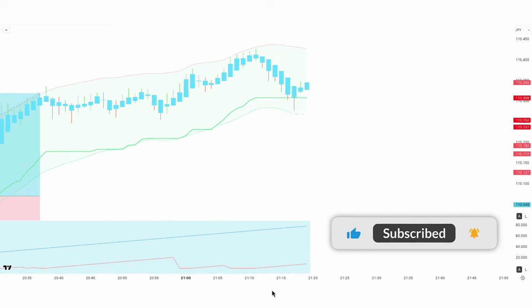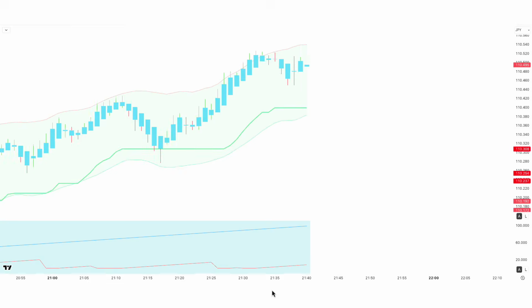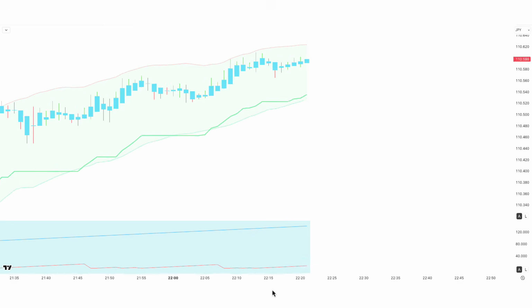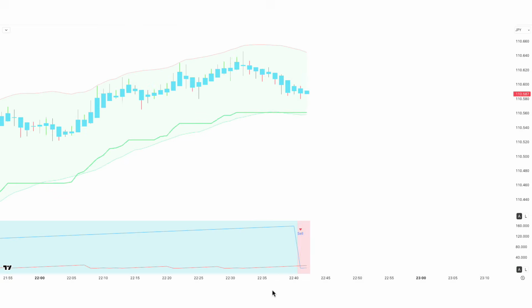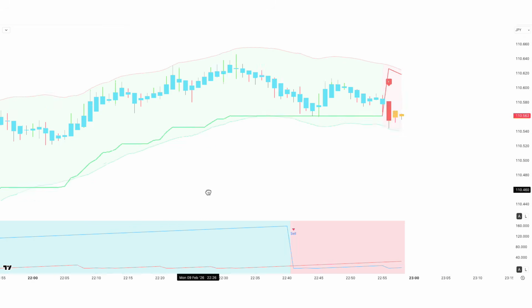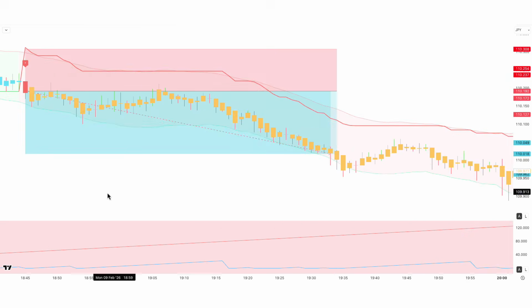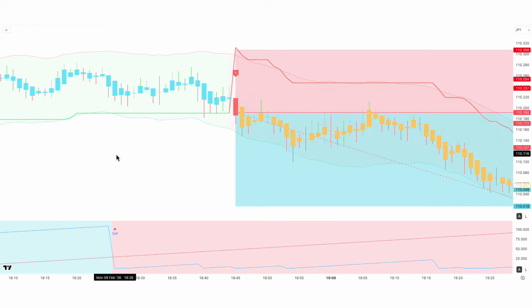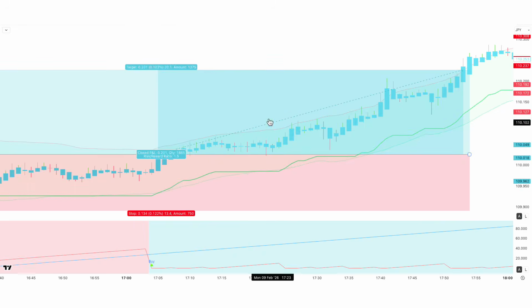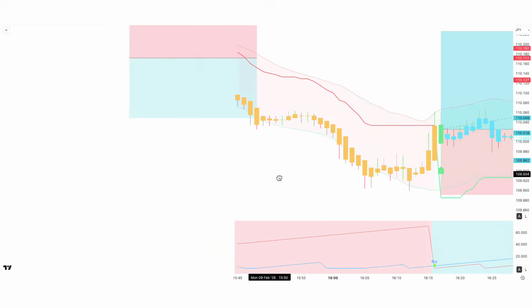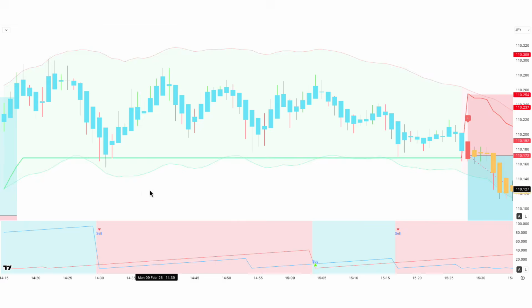So after seeing the entries, exits, and real chart behavior, here's the bottom line. Easy mode trading doesn't mean effortless profits. It means simplified decisions. A good free buy and sell indicator won't make you rich overnight, but it can remove confusion, reduce hesitation, and help you stay consistent. The real edge is not the signal. It's how you manage risk, control emotions, and follow your plan.